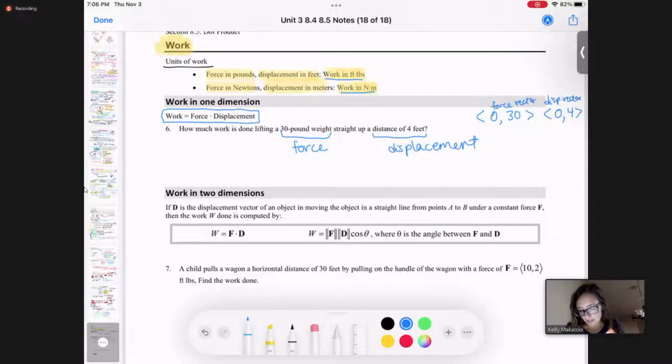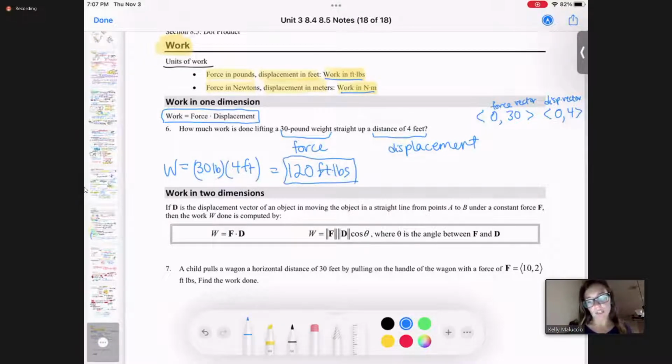We do not need this just yet, because we have this equation that we're going to use. So we're going to say work is just force, which is 30 pounds, times displacement, which is 4 feet, right? So now I'm going to get 120 foot-pounds. This is the work that's happening during this lifting.